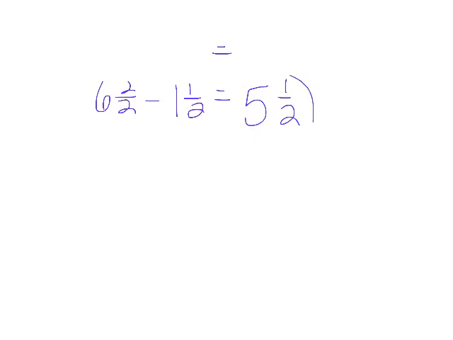Go ahead and pause the video, and I want you to try this one on your own. So I have 7 minus 1 and 1/2. So I'm going to rename 7 to say 6 and 2 over 2 minus 1 and 1/2. And I'm going to be left with 5 and 1/2, because 6 minus 1 is 5, and then 2 over 2 minus 1/2 gives me 1/2.